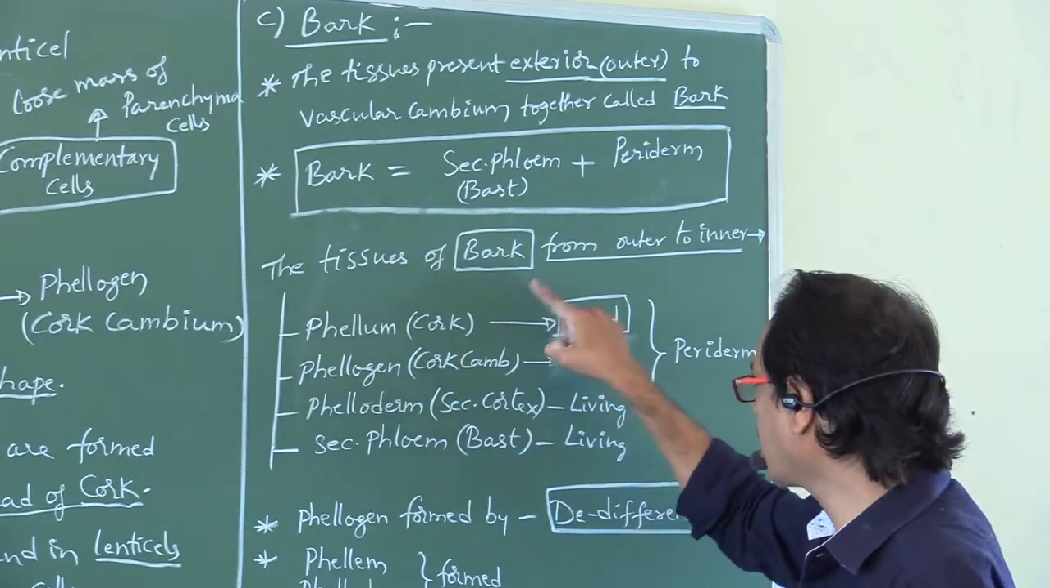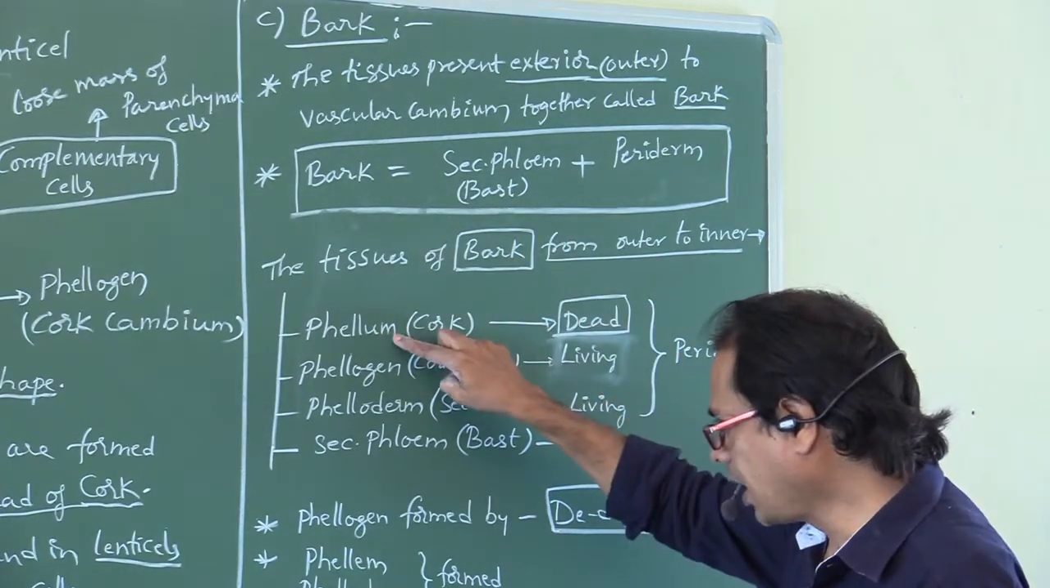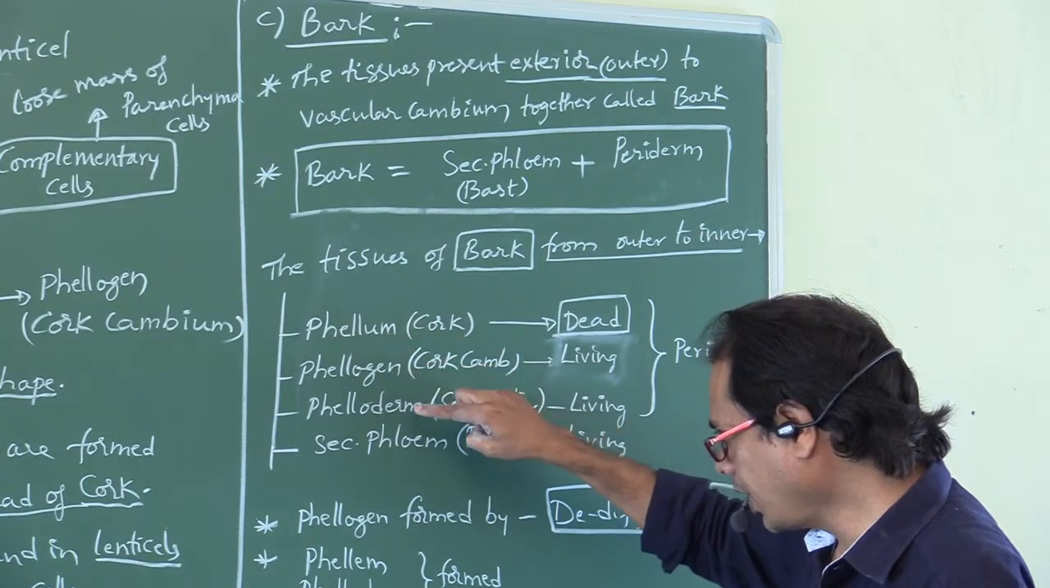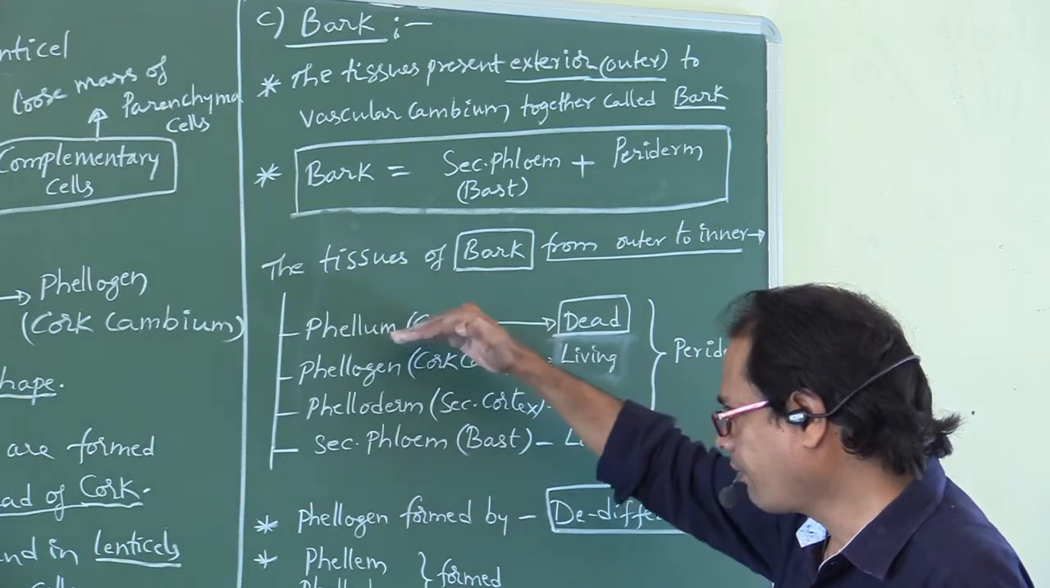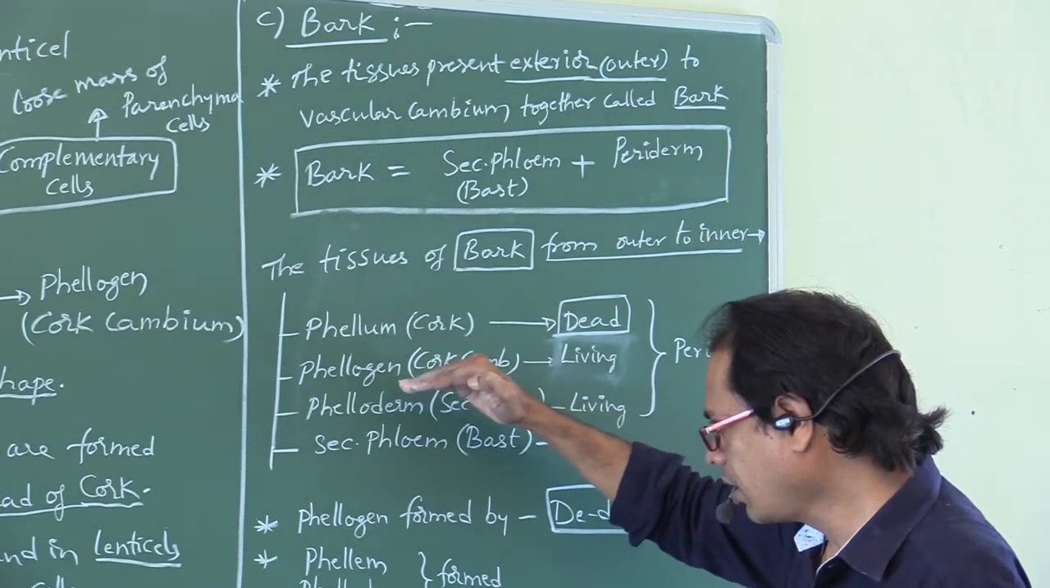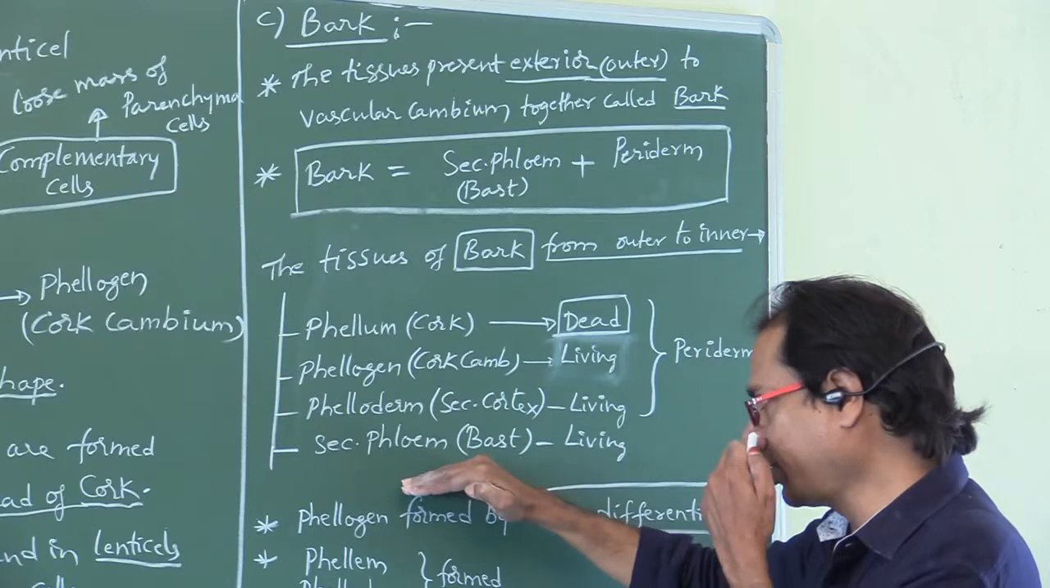The tissues of bark from outer to inner: phellum, phellogen, phelloderm, secondary phloem.